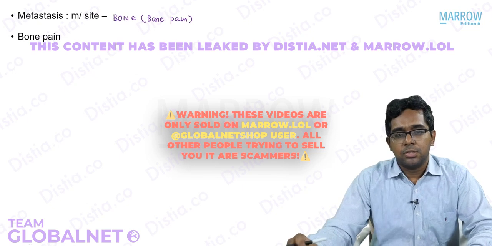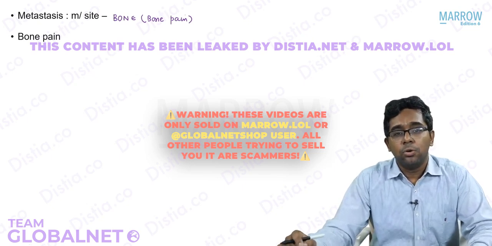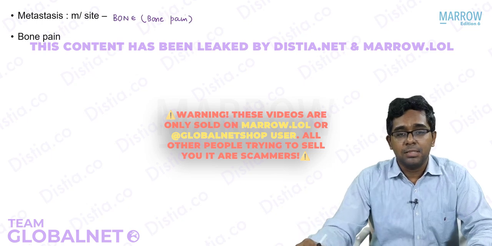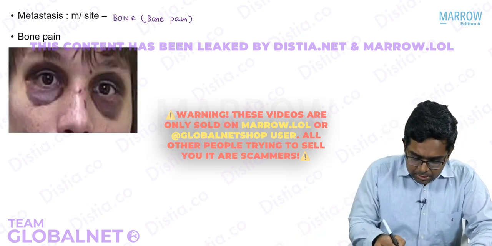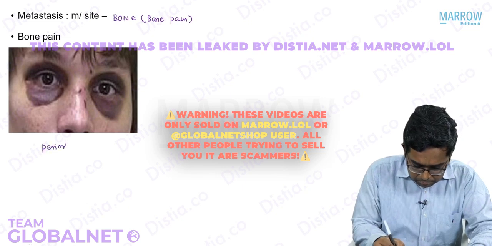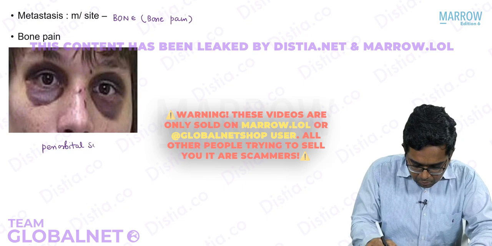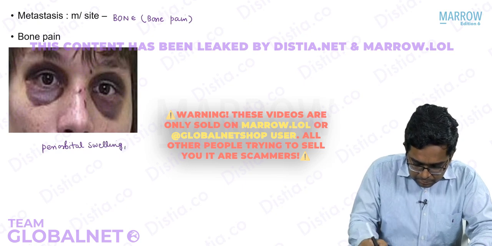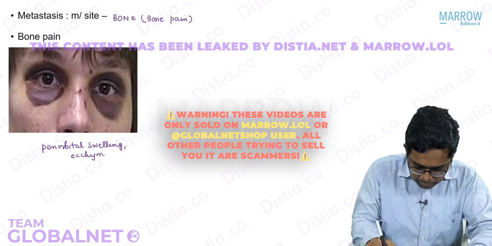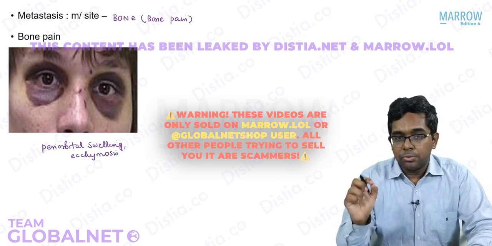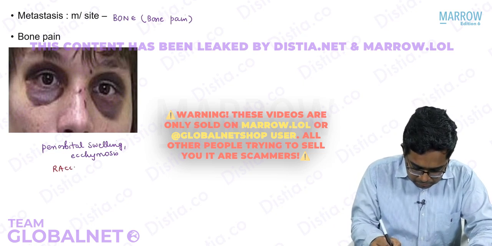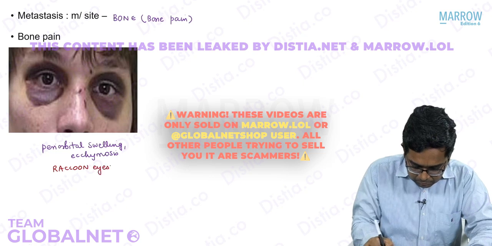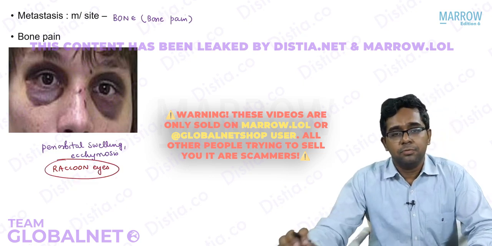Next set of manifestation is due to metastasis to the retroorbital areas, that is the backside of the orbit, where there will be infiltration or metastasis, and it typically presents like this. What is this? Yes, can you notice that there is a periorbital swelling? Along with that, you see the discoloration, which is due to ecchymosis. Okay, please note it is due to retroorbital metastasis, and the name of this condition is called raccoon eyes. Okay, right. That is another important presentation which you should know.